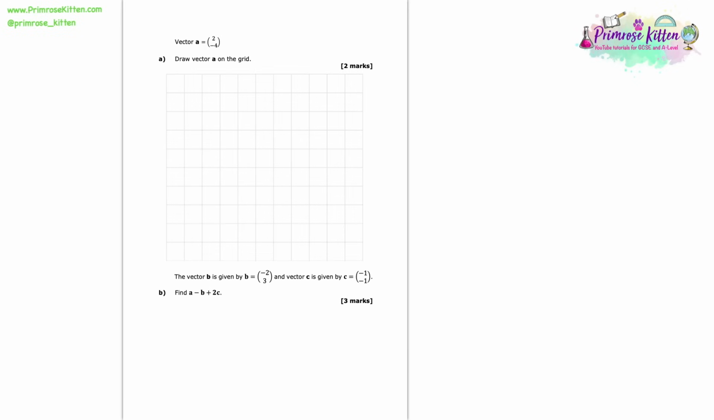So here we have a vectors question, and we're told that vector A is equal to this column vector 2, minus 4. And we're asked to draw A on the grid.